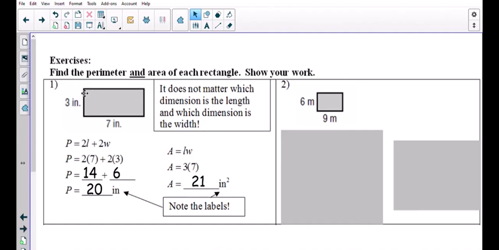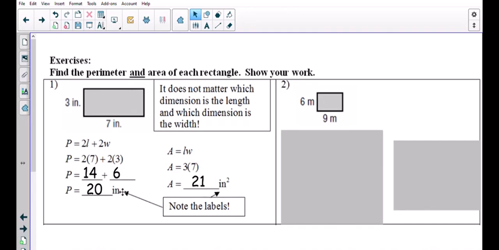So our first rectangle has dimensions 3 inches and 7 inches. So if the perimeter is 2L plus 2W, I let L be 7, excuse me, and W be 3, although again it doesn't matter. So I replace L with 7, I replace W with 3. I did 2 times 7 plus 2 times 3. We do have some blanks to fill in here. 2 times 7 is 14, 2 times 3 is 6. 14 plus 6, of course, gets us a perimeter of 20. Note the label is inches in this case. It's not inches cubed, inches squared, or any of that.